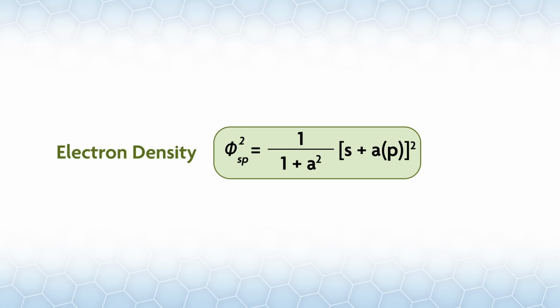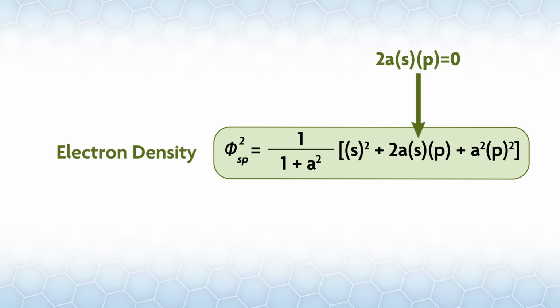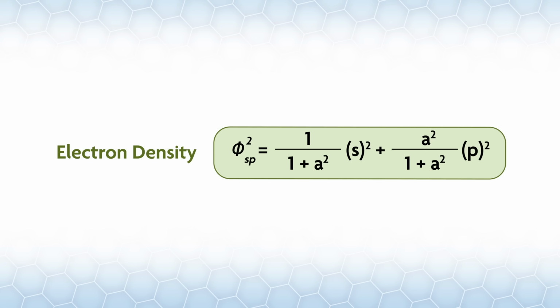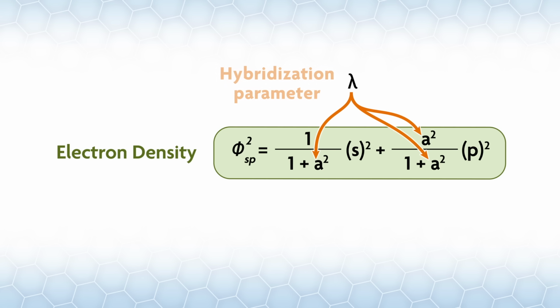We are discussing orbitals on one atom, and atomic orbitals are always orthogonal, so the s and p orbitals must be orthogonal to one another with zero overlap. In other words, the mixed term 2asp is 0 because the overlap of s and p is 0. Distributing the coefficient gives this. For convenience, we're going to make a small substitution here. We'll exchange a squared for lambda, and lambda has been named the hybridization parameter. For any hybrid, lambda is the percentage of p character divided by the percentage of s character.